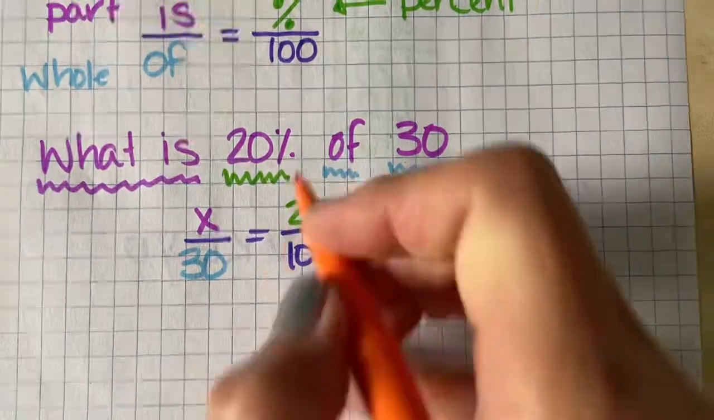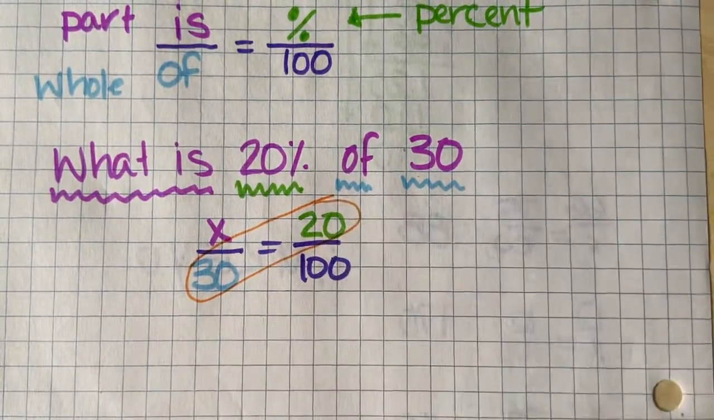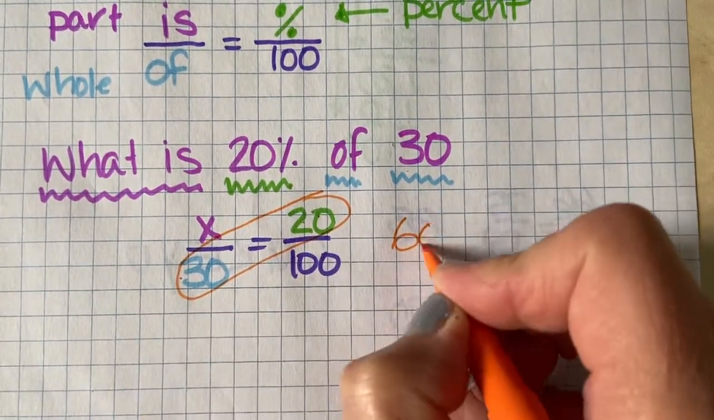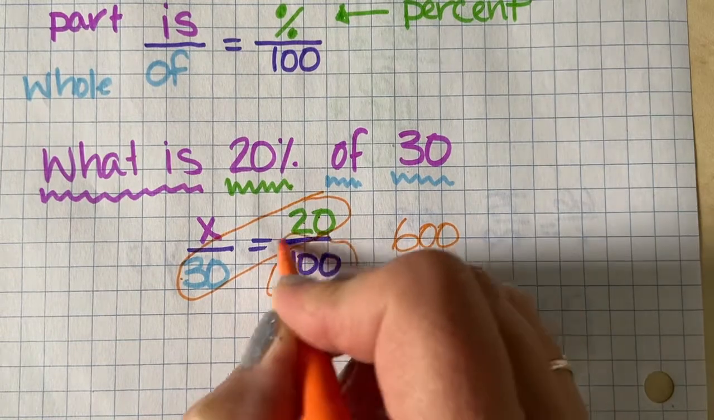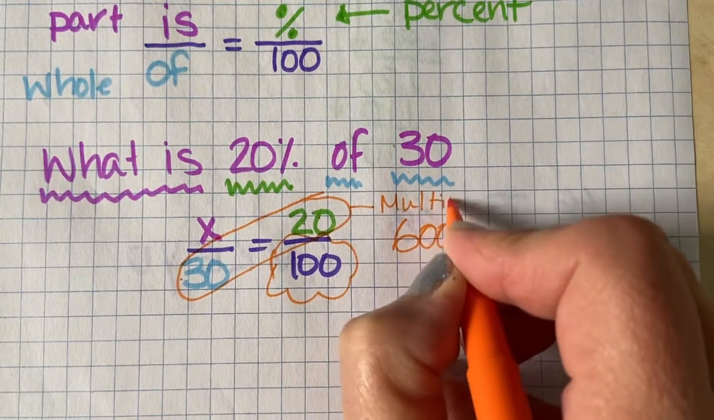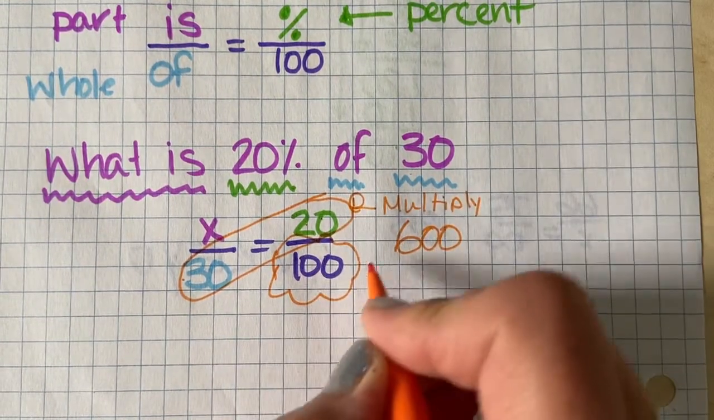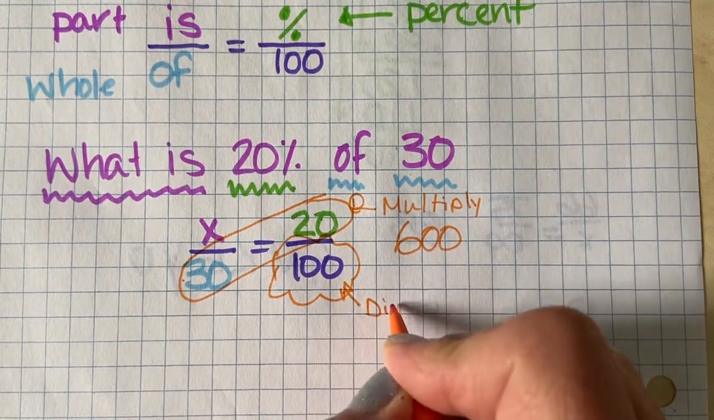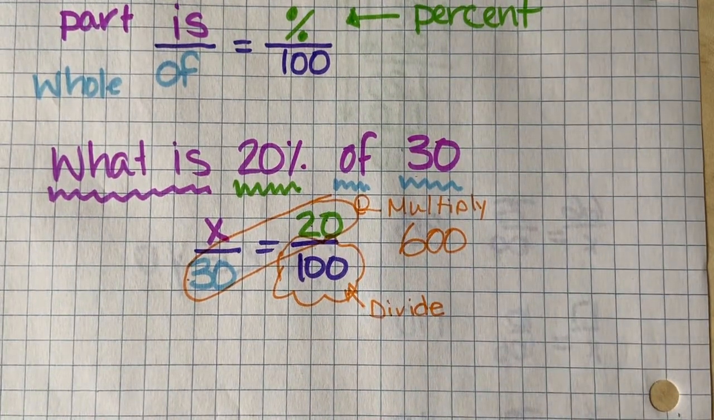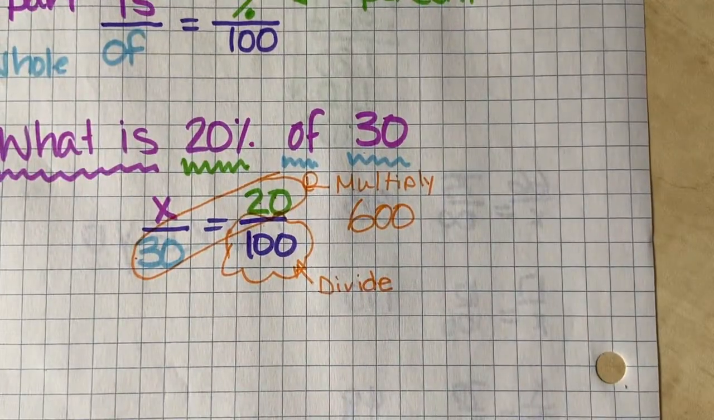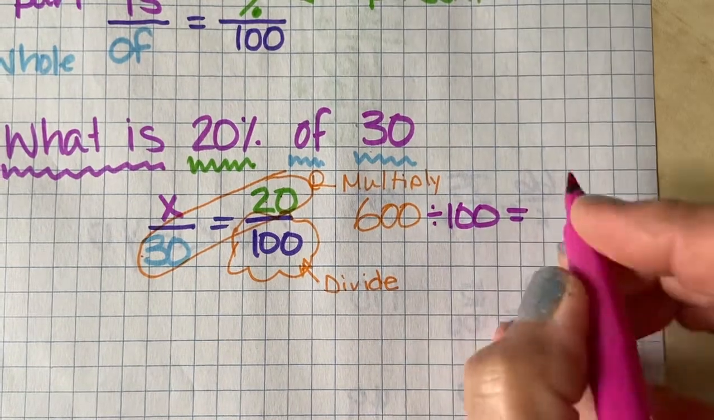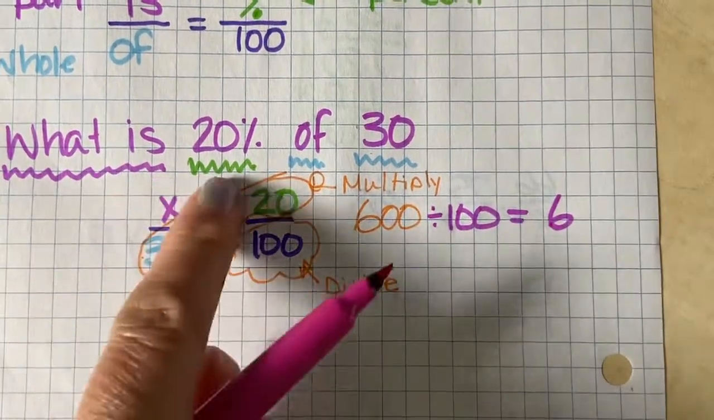I would do 20 times 30. Remember, you multiply the numbers that are diagonal from each other. So 2 times 3 is 6, and I just add 2 zeros. And then you divide by the number that is directly across from your variable. So it's not always divided by 100. It just depends on what information you're looking for. In this case, I would do 600 divided by 100, which gives me 6. So 6 is 20% of 30.